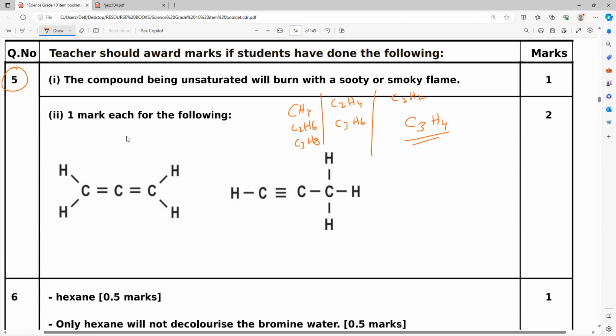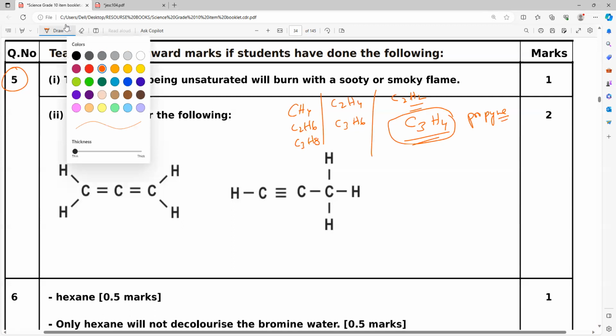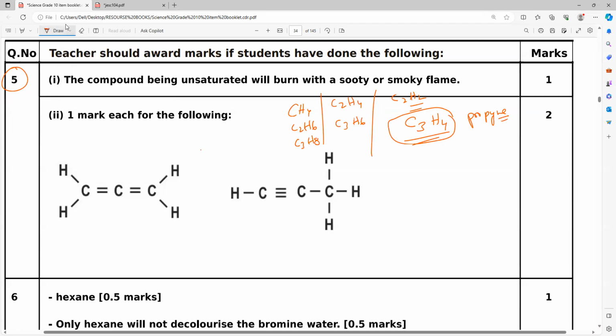So what is this, everybody? What is this compound, all of you? Propane. So observe very carefully. They are asking how many triple bonds and double bonds are possible. So all of you observe. That is the reason they are asking both possibilities of double bond and triple bond. So that is the reason the answer is propane.